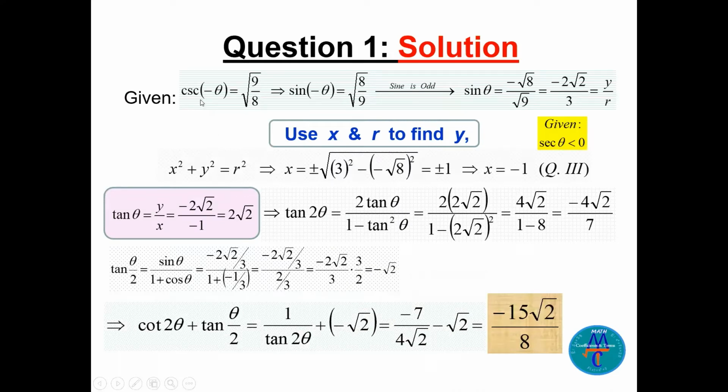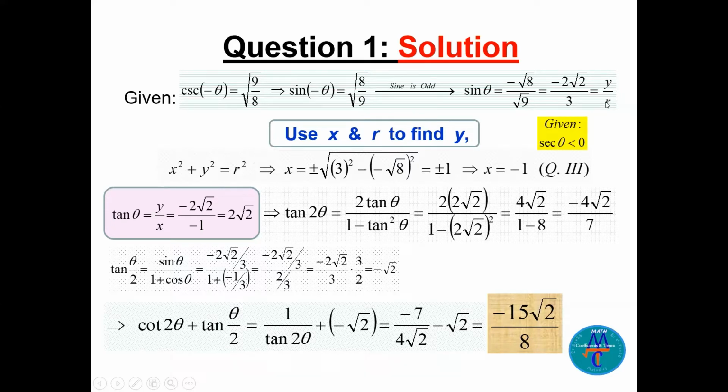So let's look at the given here. Cosecant of minus theta, we can find sine of minus theta, which is the reciprocal, square root of 8 over 9. And we know the sine function is odd, so we can take the minus out. So sine of theta will be minus square root of 8 divided by square root of 9, which is minus 2 square root of 2 divided by 3.